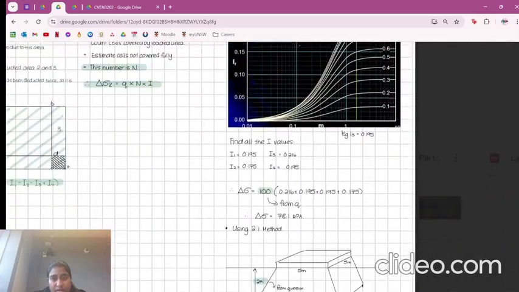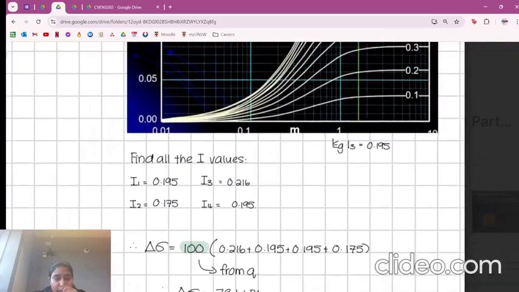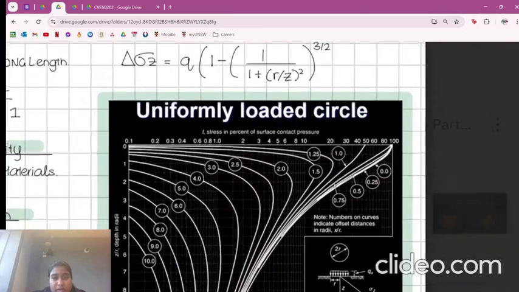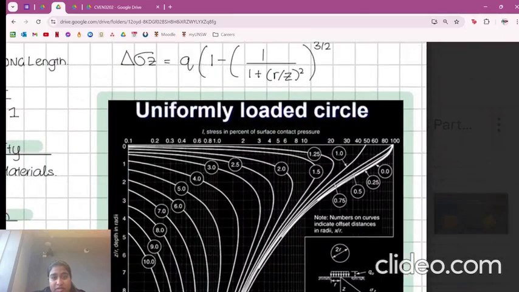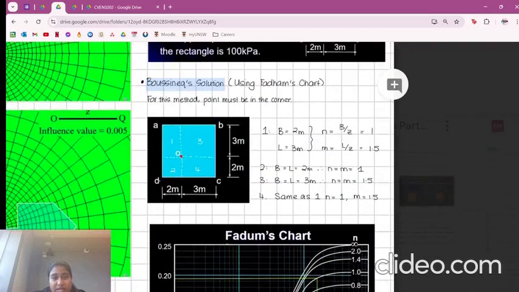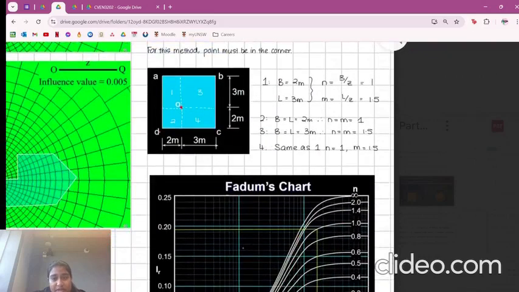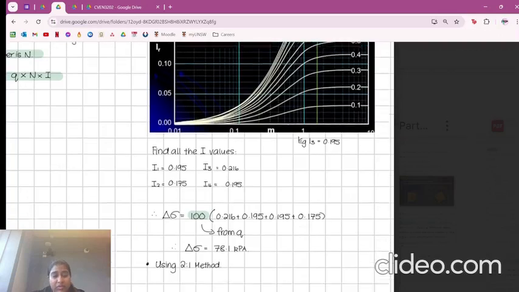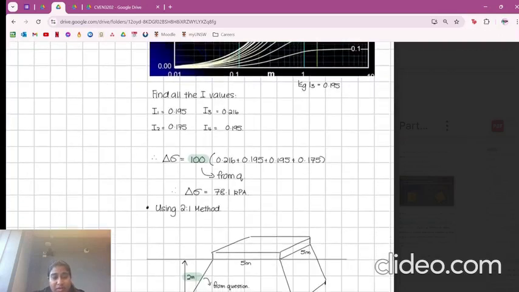So let me go down to this part. Once you figure out the I value, which I mentioned before was the stress in percentage of the surface contact pressure, once you calculate the I value for each of those sections there, using Fadam's chart and the breadth and the length values, you'll be able to sub each one of those values into the formula here for the change in stress, and that will just give you the overall delta sigma here, which is 78.1 kPa.